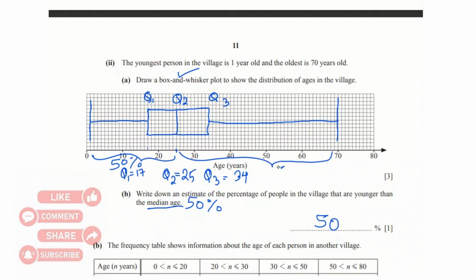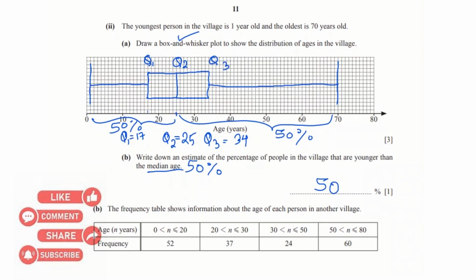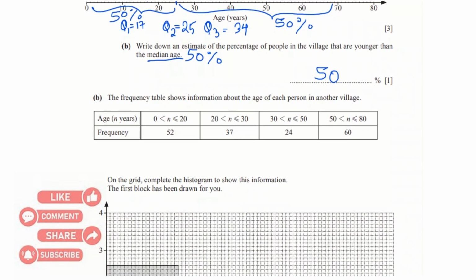And this is also 50%. Because median is in the center, 50-50. So younger than the median is 50%, upper than the median, older ones will also be 50. It's very easy. It's a bit of common sense to be used over here.